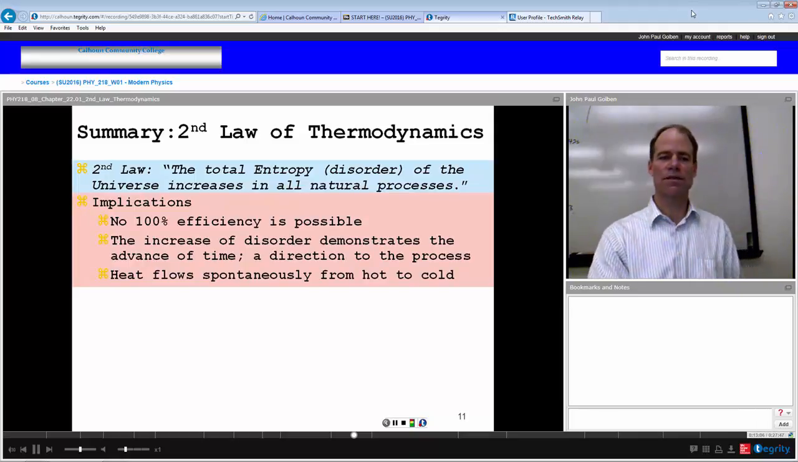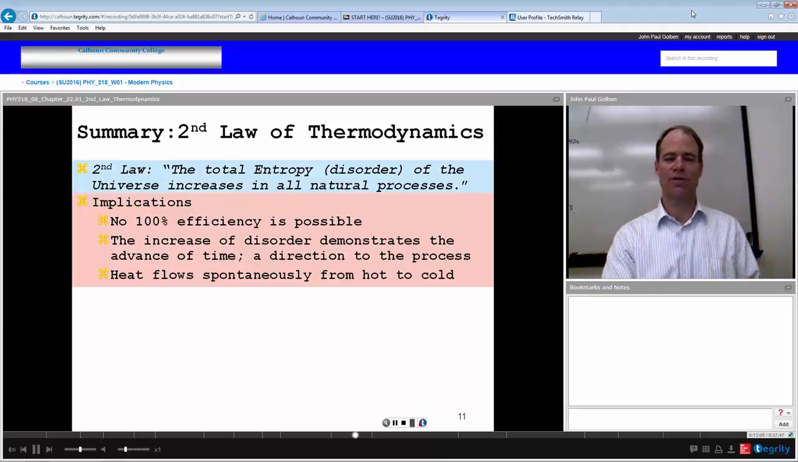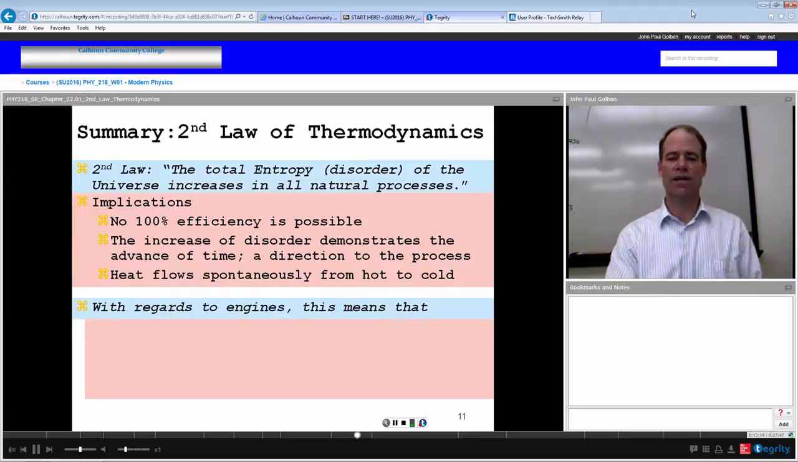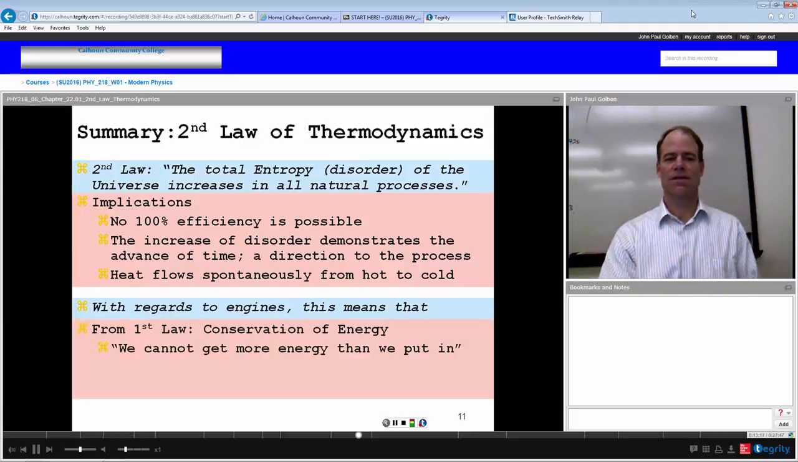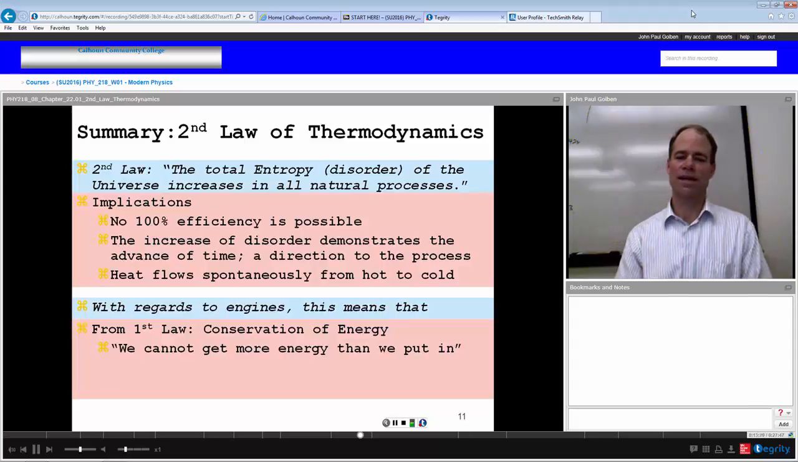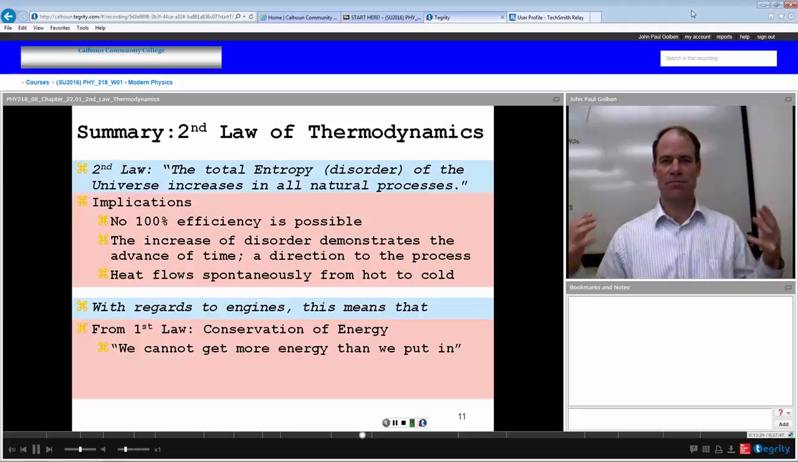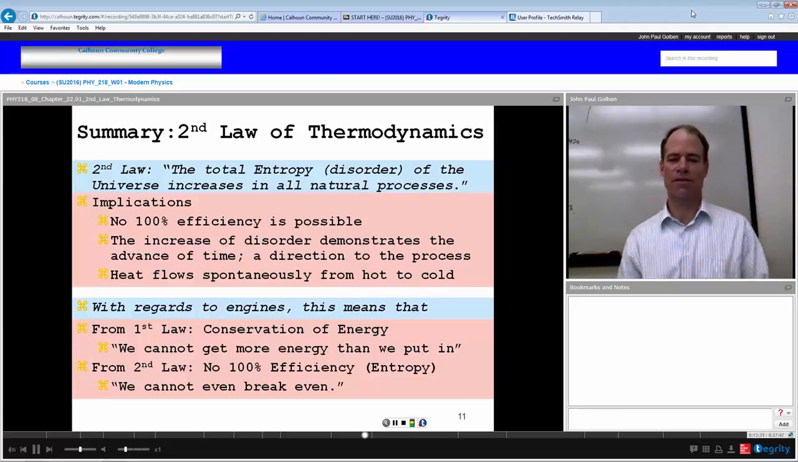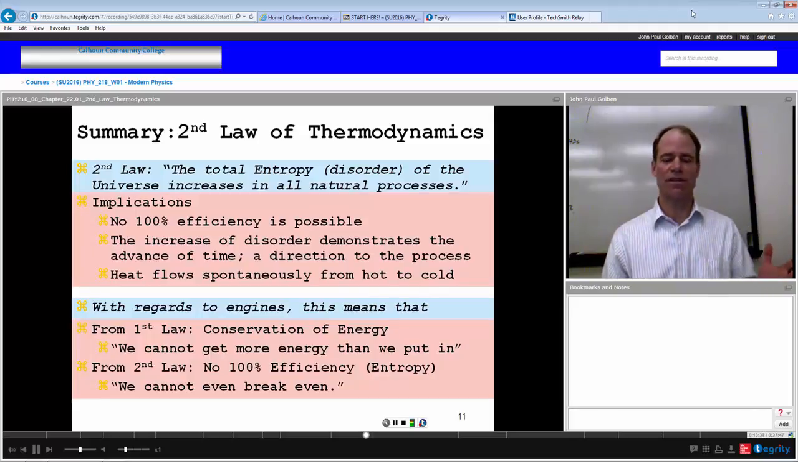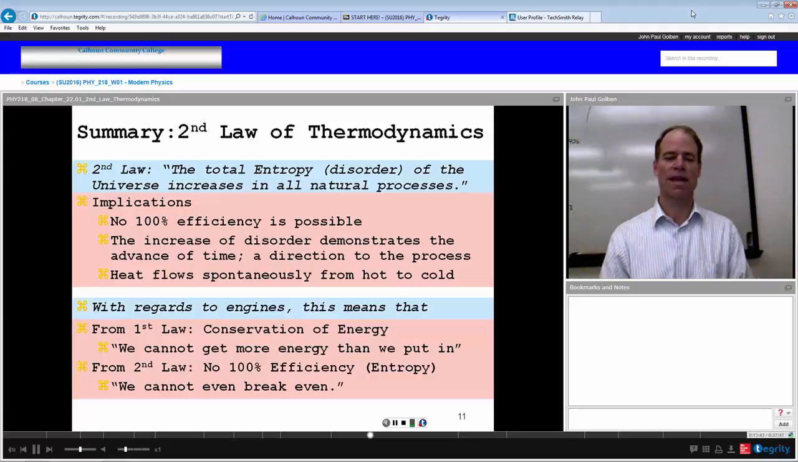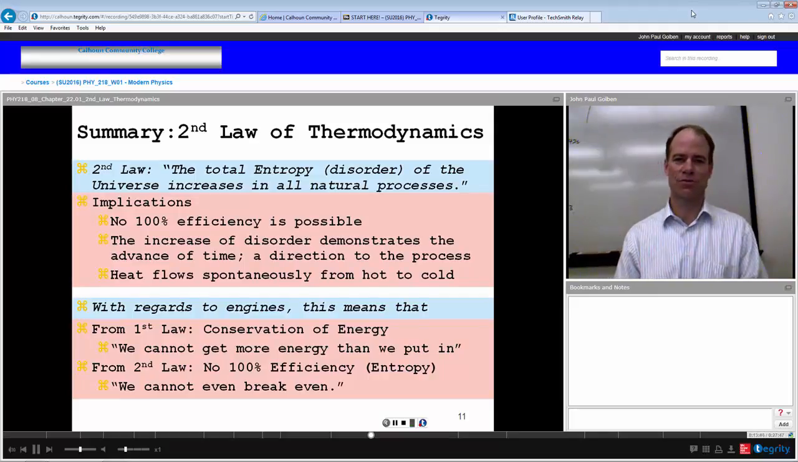Heat will flow spontaneously from hot to cold, not the other way around. With regards to engines, this means, at least from the first law, that you can't get more energy than you put in. Conservation of energy says that whatever you put in is the maximum change in internal energy you can possibly get. And in nature, you also find from the second law that you can't even break even. There's no 100% efficiency, so even though you take in energy, you can't use that energy usefully with 100% efficiency. You can't even break even due to entropy.